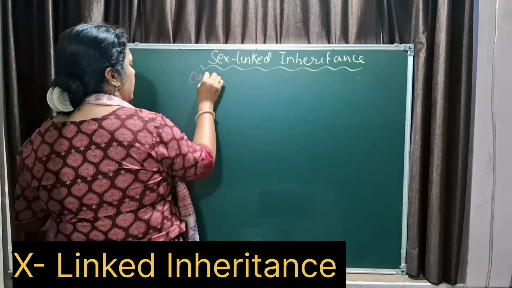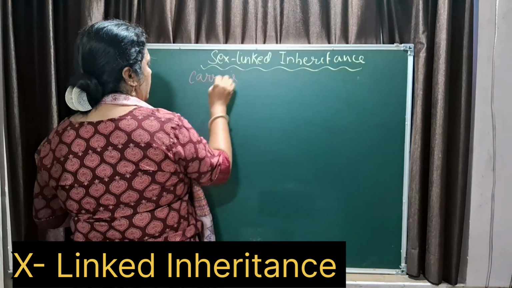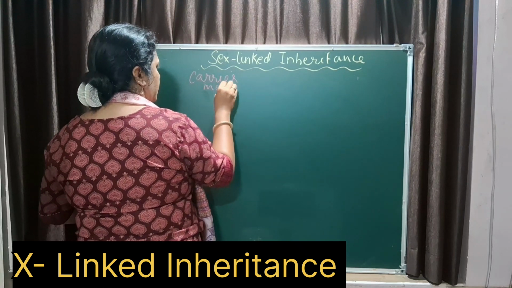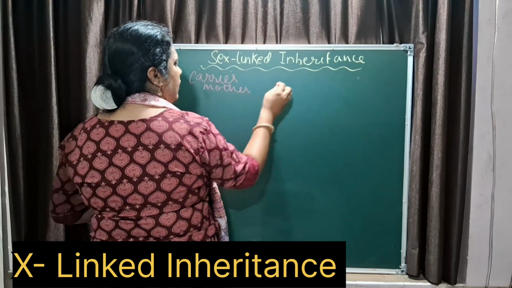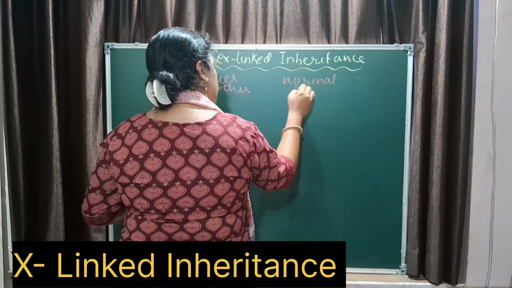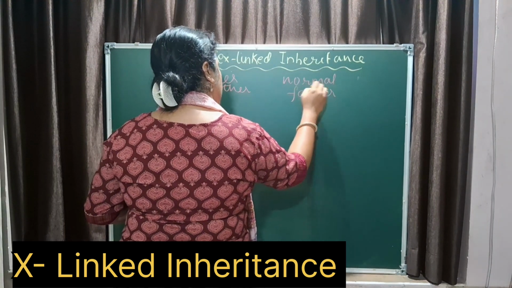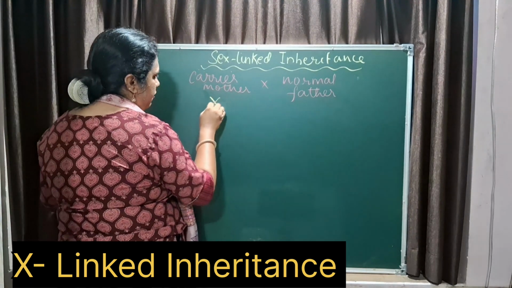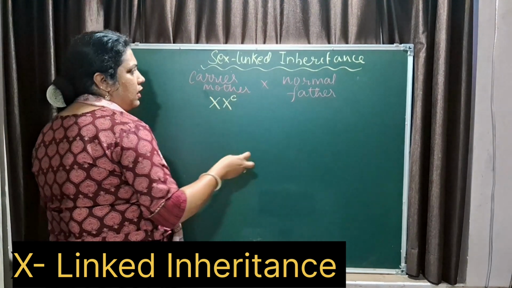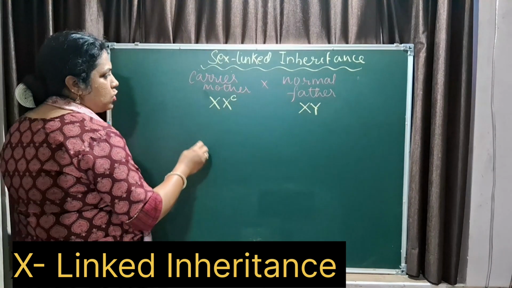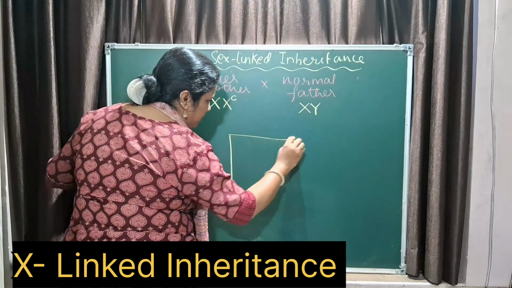So, let us take the next case in which a carrier female marries a normal man. So, carrier mother and a normal father. This is the next case. So, what is carrier female? She will have XC, and normal father is a normal man, XY. So, what are the possible combinations?